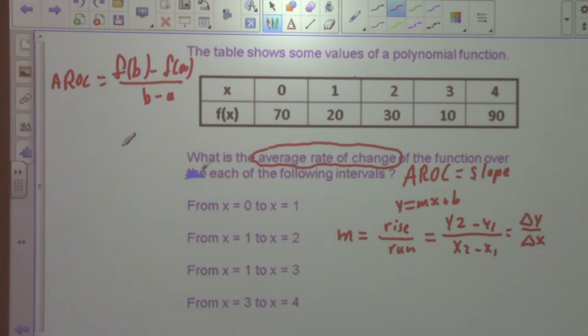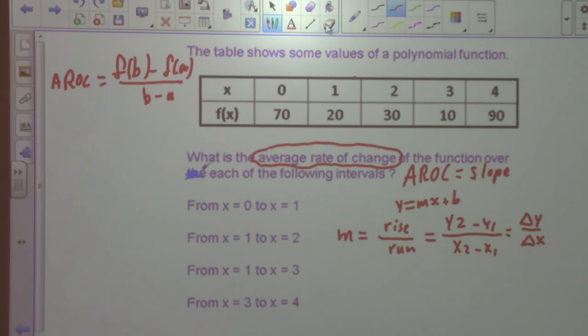Okay, I'm going to give you a verbal description of slope that I think is quite helpful. Slope is the answer to the question, how much does y change when x is increased by 1 unit? Did you get that? How much does y change when x is increased by 1 unit? That is slope. And so we can actually use that in this particular situation. But let's use the formula first.